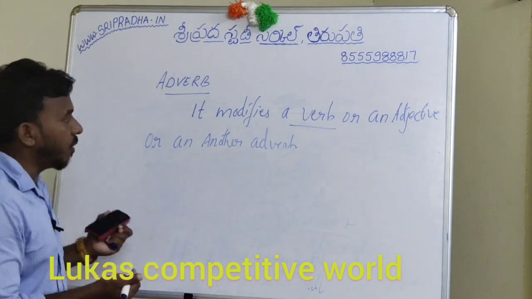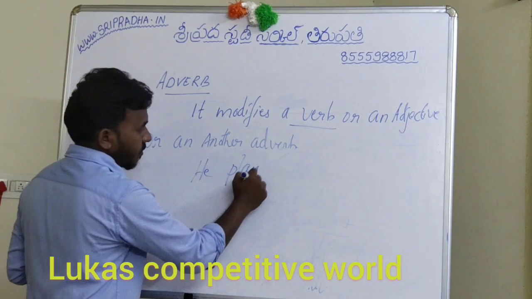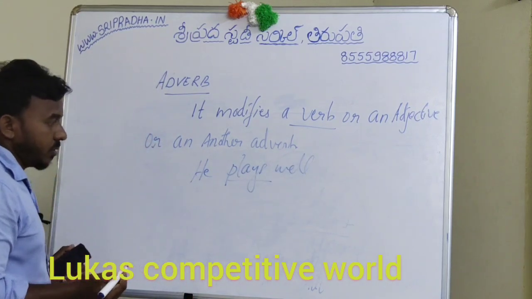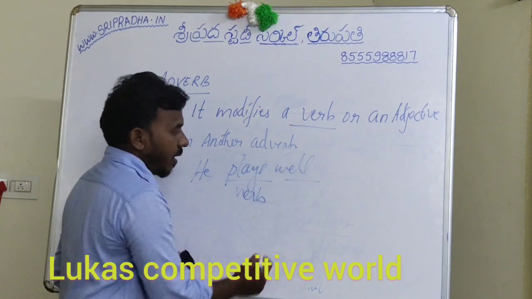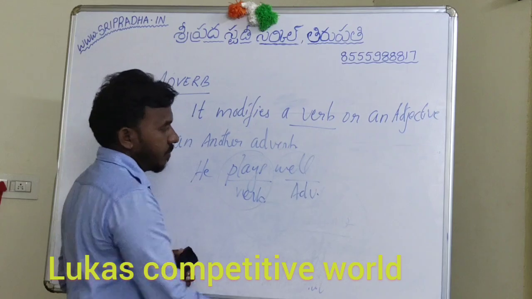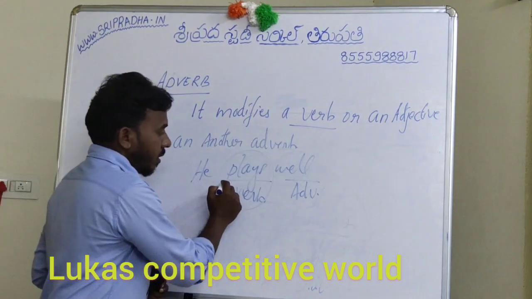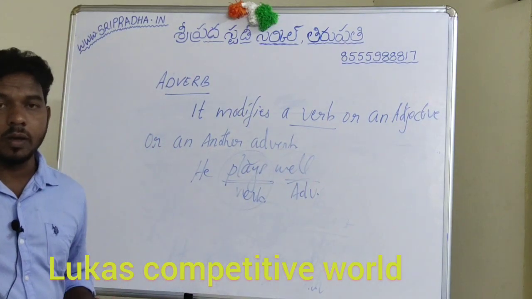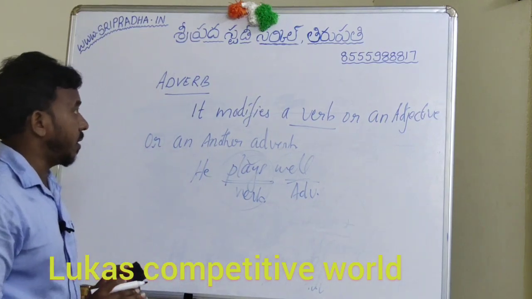Let's take an example of how it modifies a verb. He plays well. Here plays shows an action, so it is a verb. Here well modifies this verb, so well becomes an adverb. So what is the first definition of an adverb? It modifies a verb. Here the verb plays is modified by this word, so well is called an adverb. So what is the next definition of an adverb?